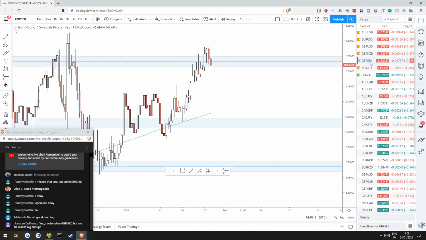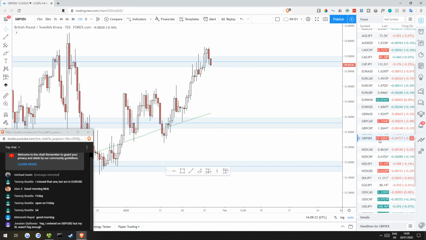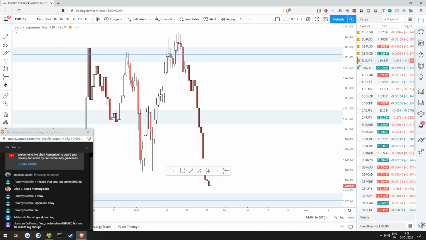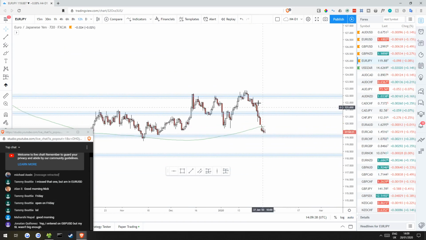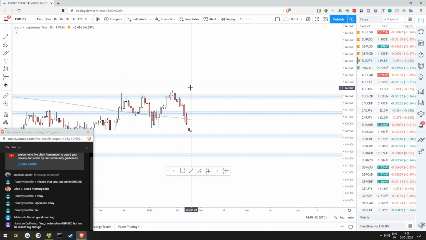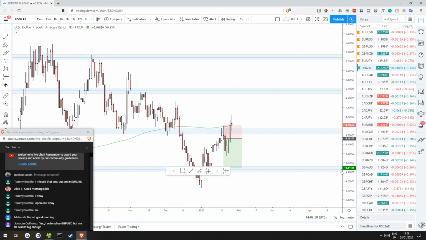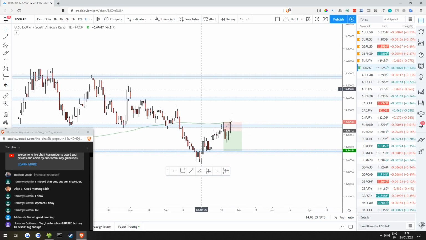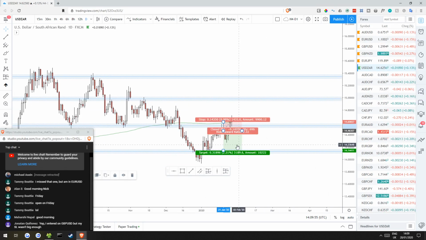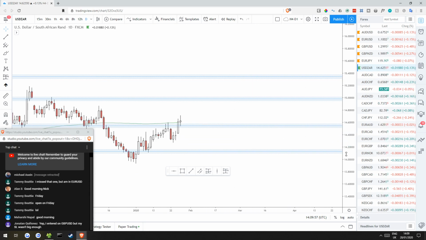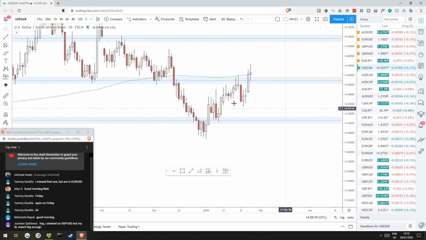GBPCHF, nothing really going on here anymore. Let's remove this one from the list. EURJPY, we were looking for a short here last week. Obviously, it went short. Again, this one would have depended on your stop loss. USDZAR, yeah, this one came flying up on Monday. I imagine this one was closed out, if anyone was even in it, closed out at break even. I had a demo trade on this one, which was closed out at break even.